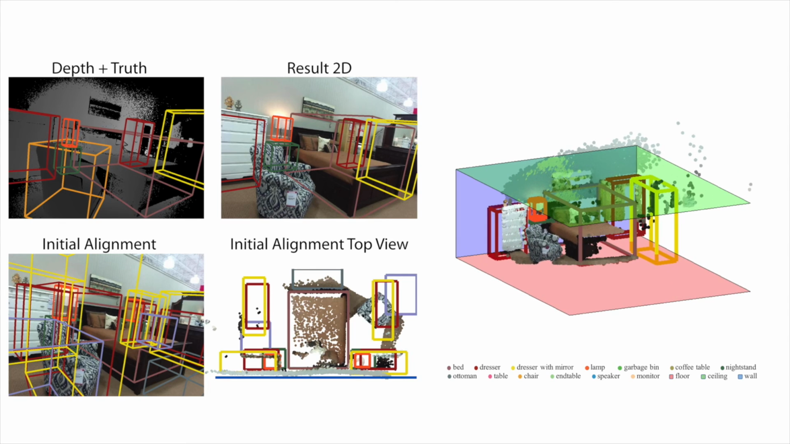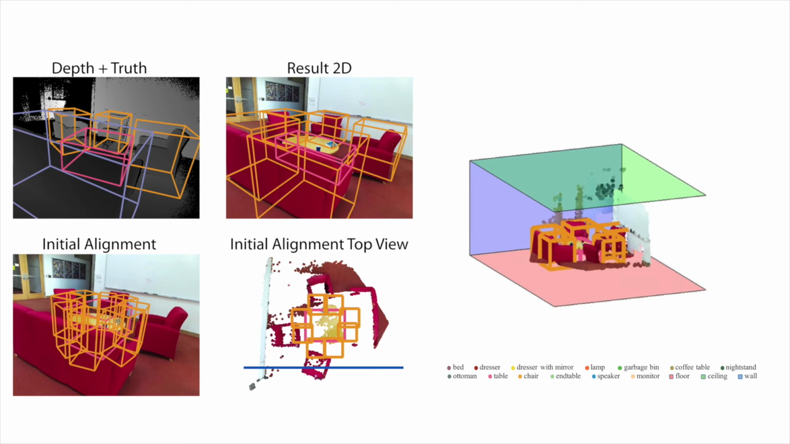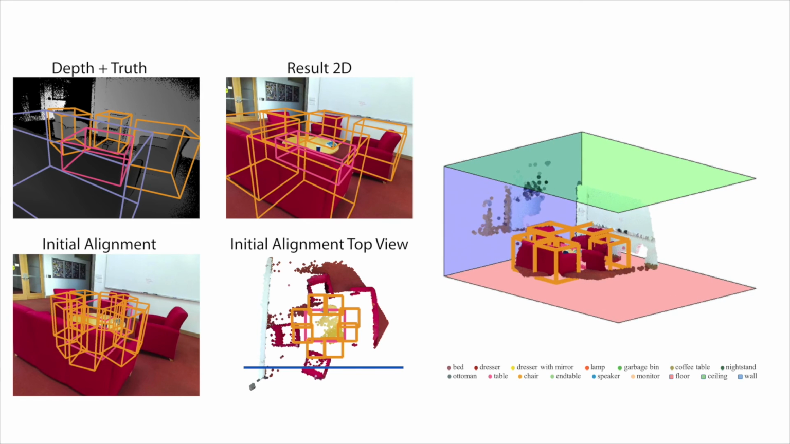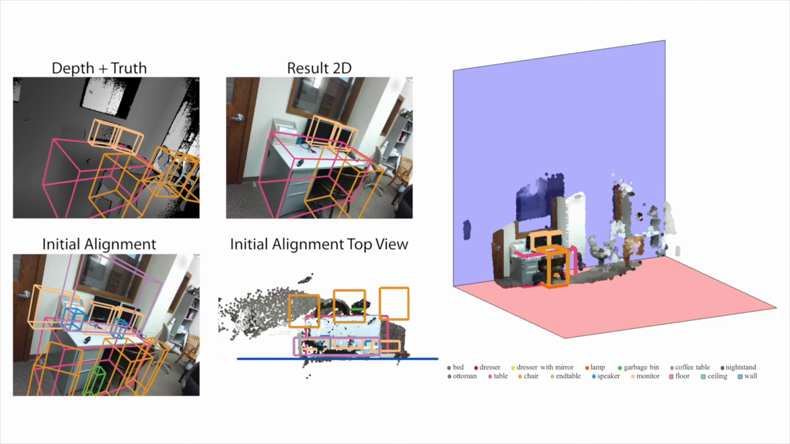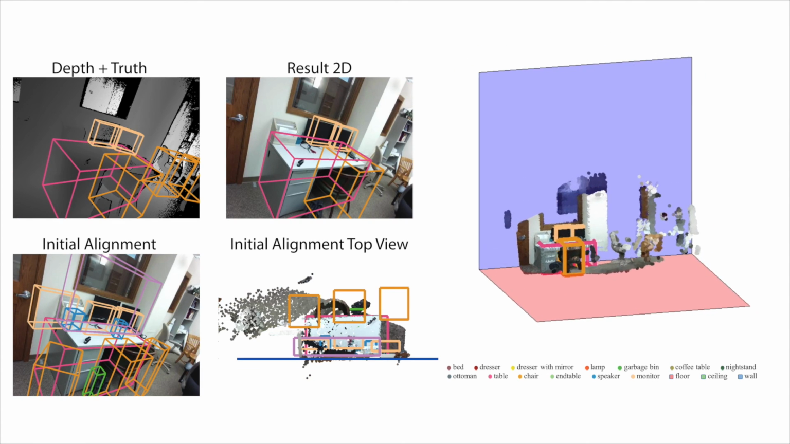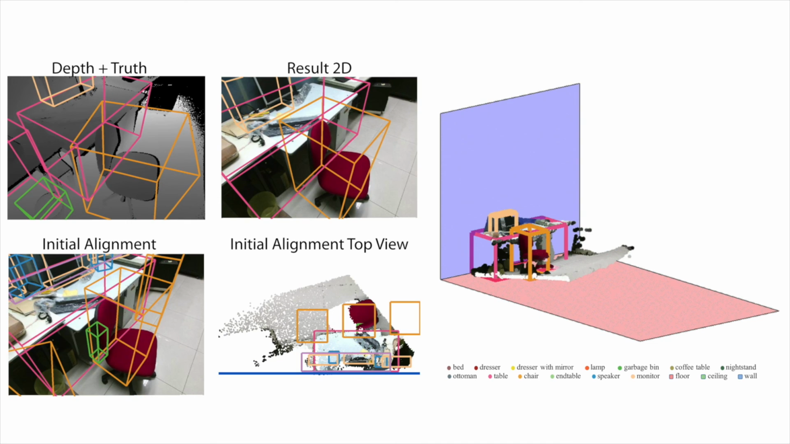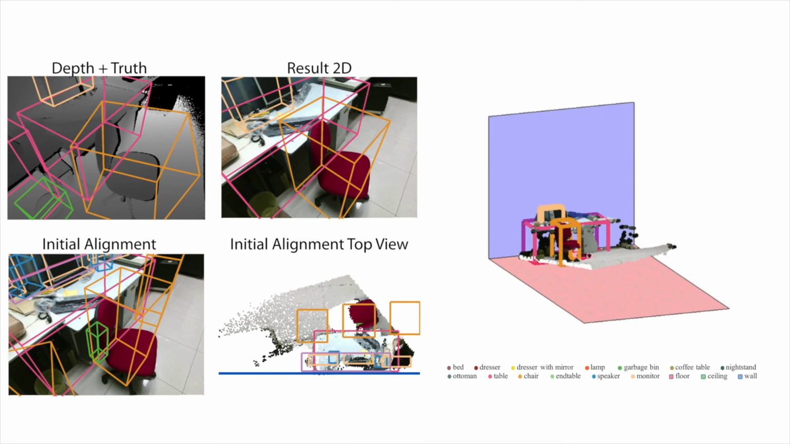On the top, we show the depth image overlaid with ground truth and our results overlaid on the color image. On the bottom, we show the initial scene template overlaid on both the color image and a top view of the scene's 3D point cloud. On the right, we show our results in 3D overlaid on the scene's 3D point cloud.